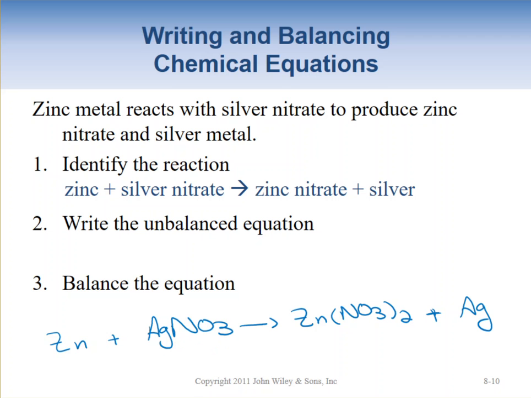So if you see polyatomic ions, and if they appear the same on both sides of the equation, meaning that they don't break, balance the polyatomic ions as 1 unit. So you want to balance polyatomic ions as 1 unit.